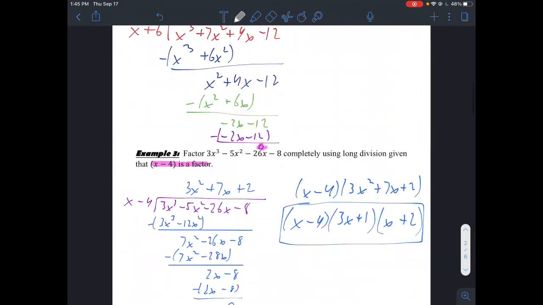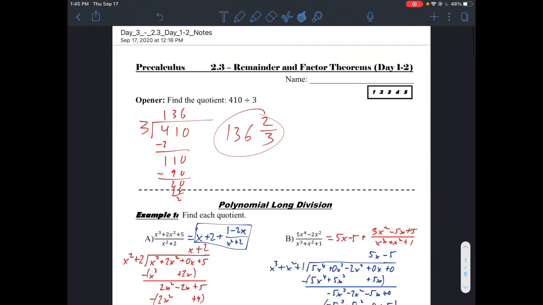That's it for section 2.3. We'll begin 2.